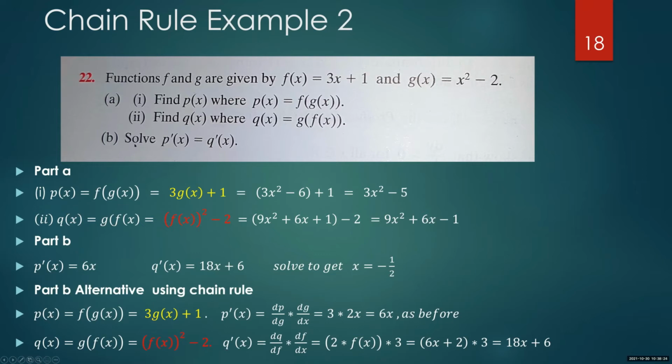So part B then, we want to solve p dash of x is equal to q dash of x. We said that p of x is equal to 3x squared minus 5, so p dash of x is equal to 6x. And q dash of x then, we said that q of x is equal to 9x squared plus 6x minus 1, so q dash of x is equal to 18x plus 6. If you solve this using a simultaneous equation, we get p dash of x is equal to q dash of x when x is equal to minus a half.